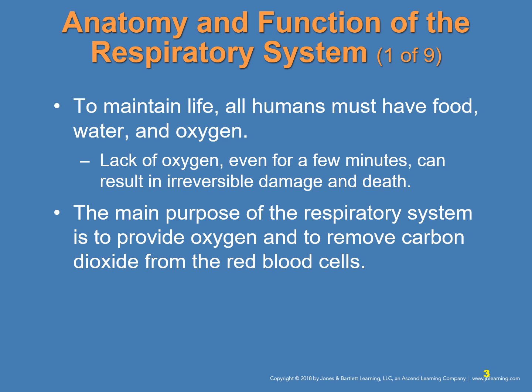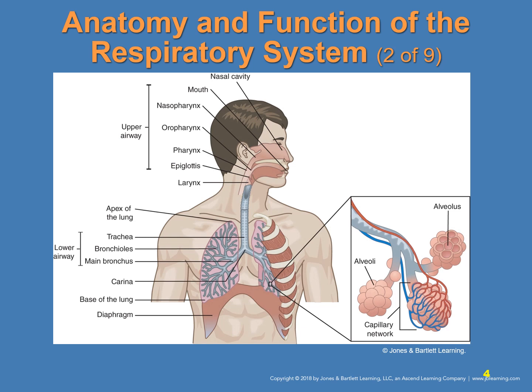The main purpose of the respiratory system is to provide oxygen and to remove carbon dioxide from the red blood cells as they pass through the lungs. Parts of the body used in breathing: the mouth or oropharynx, nose, nasopharynx, throat, trachea, windpipe, lungs, diaphragm, which is a dome-shaped muscle between the chest and the abdomen, and numerous chest muscles.